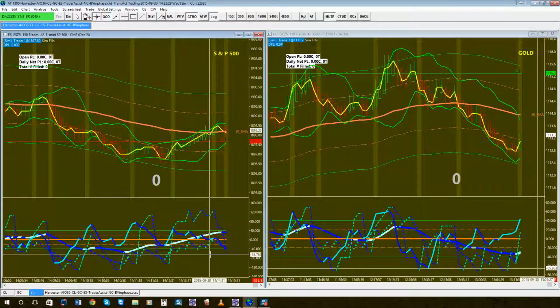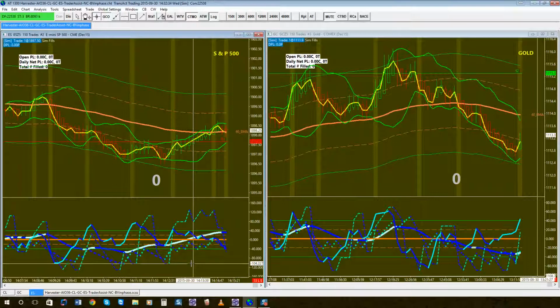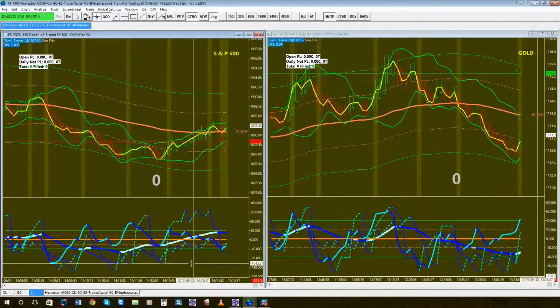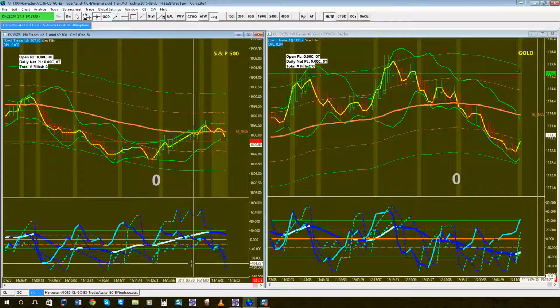Too late. You paid for it. So that's the end of that uptrend. We can pick it up again later on.